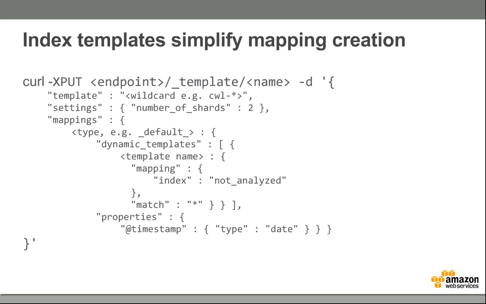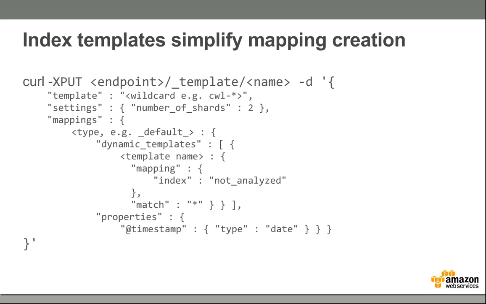We can actually do it a more automatic way. If you're thinking about it as you're flowing data in, if you have a per time period index, like a daily index, you don't want to have to set your mapping every single day. So Elasticsearch has a feature called templates that allows you to set up a wildcard matching mapping that will match any index that's created according to a particular wildcard expression. In this case, I have CWL star. As CloudWatch Logs is flowing data in, all of the indexes are named CWL-date, right? So this template will match all of those indices.